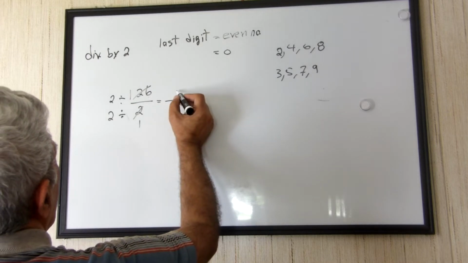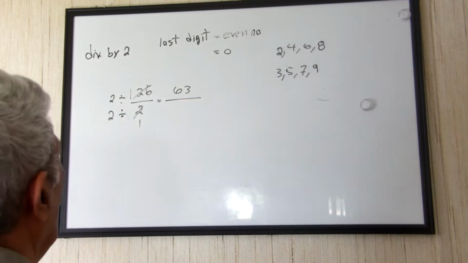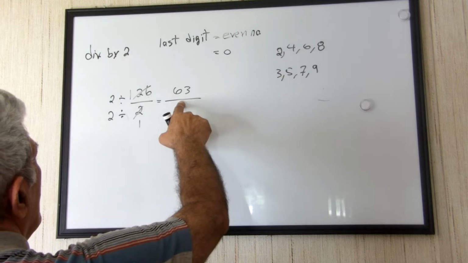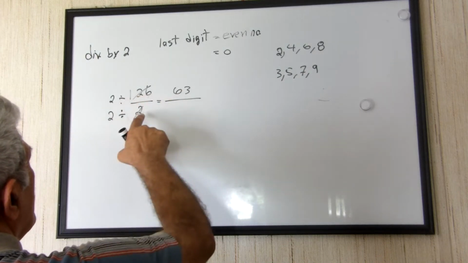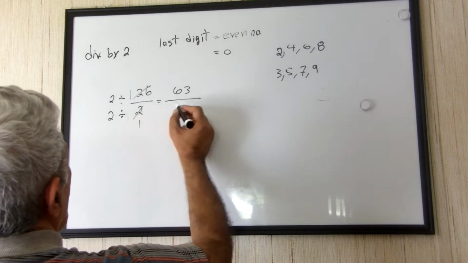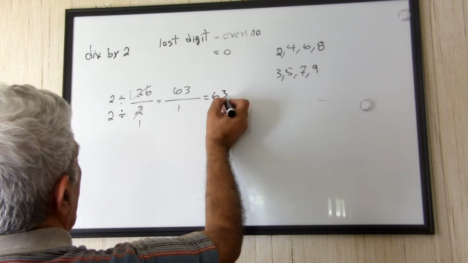Like you say, this is going to be 63. Divided by 2 is going to be 63, and we have to divide this one by 2. So divided by 2 is 1, is 63.